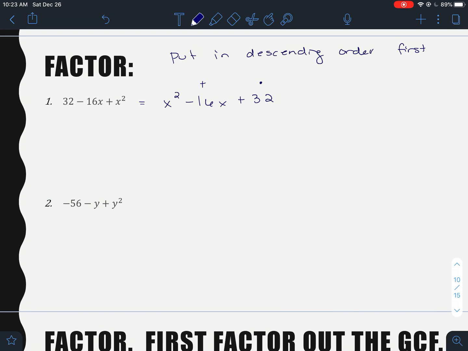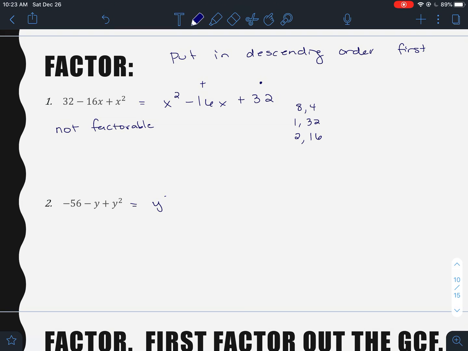So we need two numbers. When you multiply them, you get positive 32, and when you add them, you get negative 16. Well, the factors of 32 are 8 and 4. Those wouldn't add up to 16. We get 1 and 32. Those wouldn't add up to 16. And we get 2 and 16. Those wouldn't add up to 16. So it looks like this isn't factorable. So not factorable, or it's already factored. So that's as far as it could go.